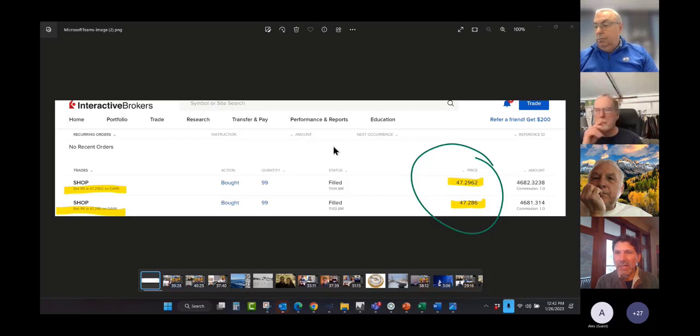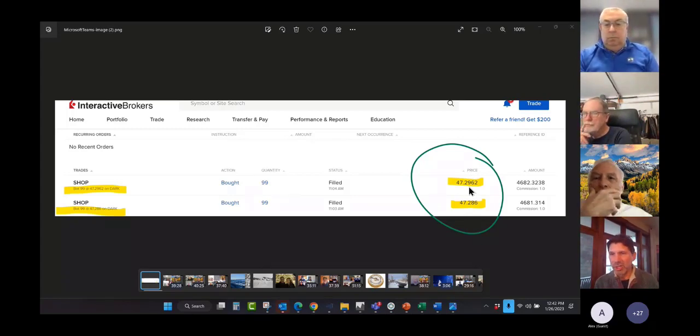But here's the key. Look at the price on the right. These two trades followed each other. As you know, I like to trade at the market. There was a penny spread in SHOP.